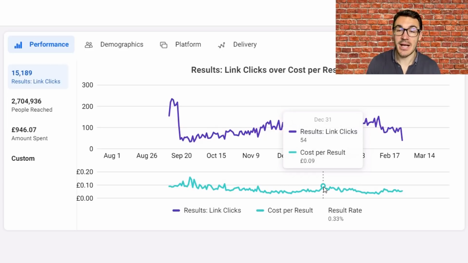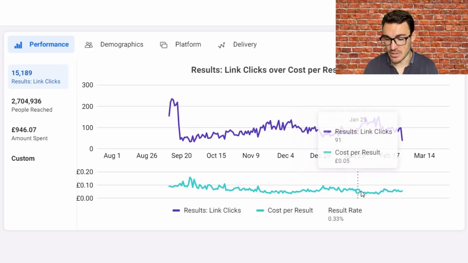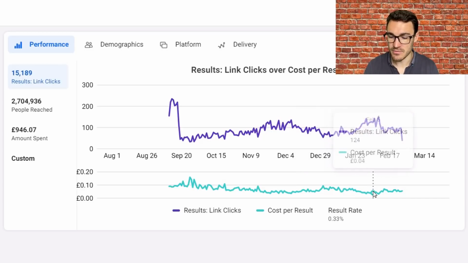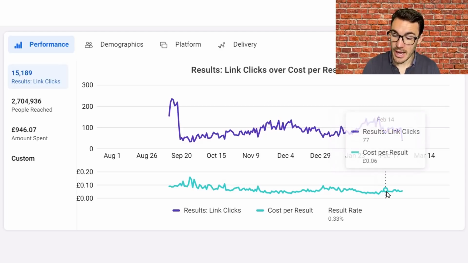Things really spike back up again for Christmas and New Year, which is not surprising in the slightest. You've got 9p here, 8p, this is just after New Year, and things then begin to drop back down as we move later January into February and things like that. Again, that's exactly what I would expect given how things like Christmas and New Year affect Facebook ad results because they affect people's behaviors, right?